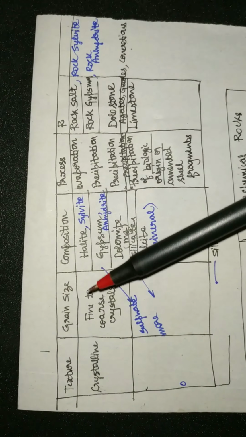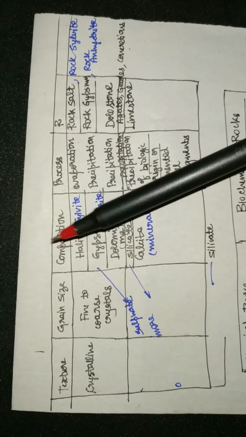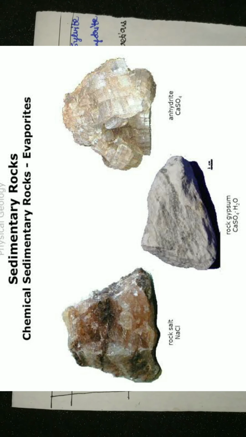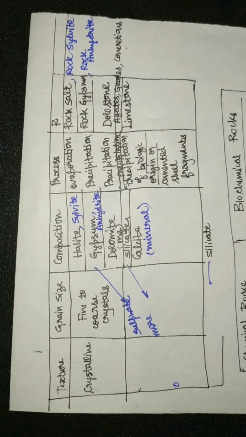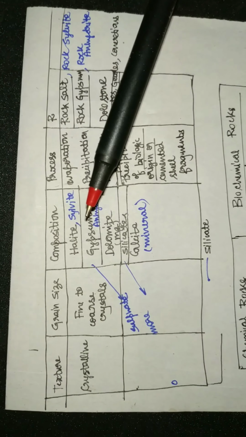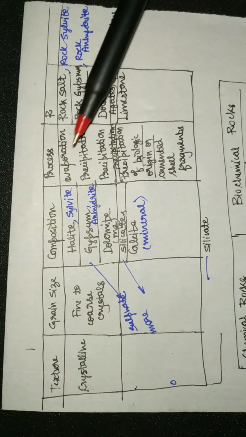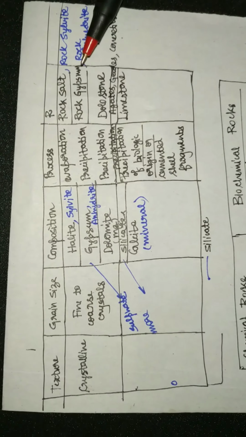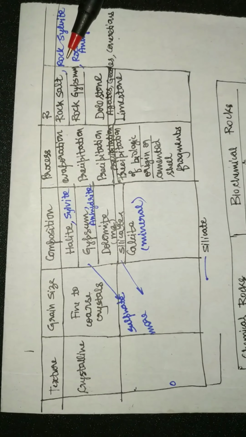Now let me name some of them, the compositions and how the rocks are formed. Now, halite and sylvite. When these are the composition in the water in a lake and the water evaporates, rock salt and rock sylvite are formed.